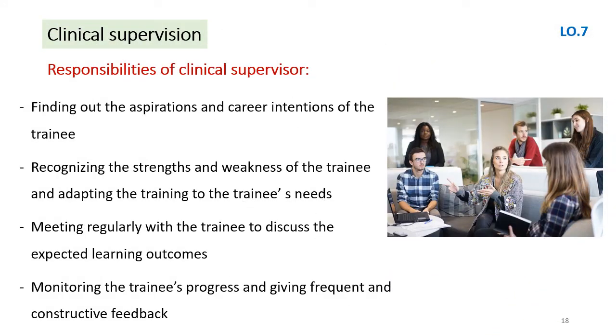Clinical supervision. Responsibilities of the clinical supervisor: finding out the aspirations and career intentions of the trainee, recognizing the strengths and weaknesses of the trainee, and adapting the training to the trainee's needs. Meeting regularly with the trainee to discuss the expected learning outcomes. Monitoring the trainee's progress and giving frequent and constructive feedback.